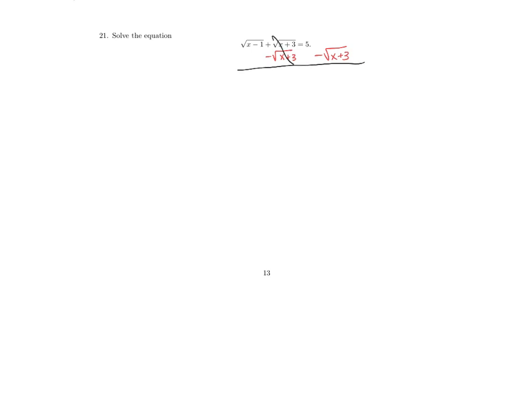So you're going to have the square root of x minus 1 is equal to 5 minus the square root of x plus 3. Now that you have the square root of x minus 1 by itself on one side, you can square both sides of the equation. So the left-hand side is going to give you x minus 1. And then the right-hand side, this is going to get kind of nasty here.